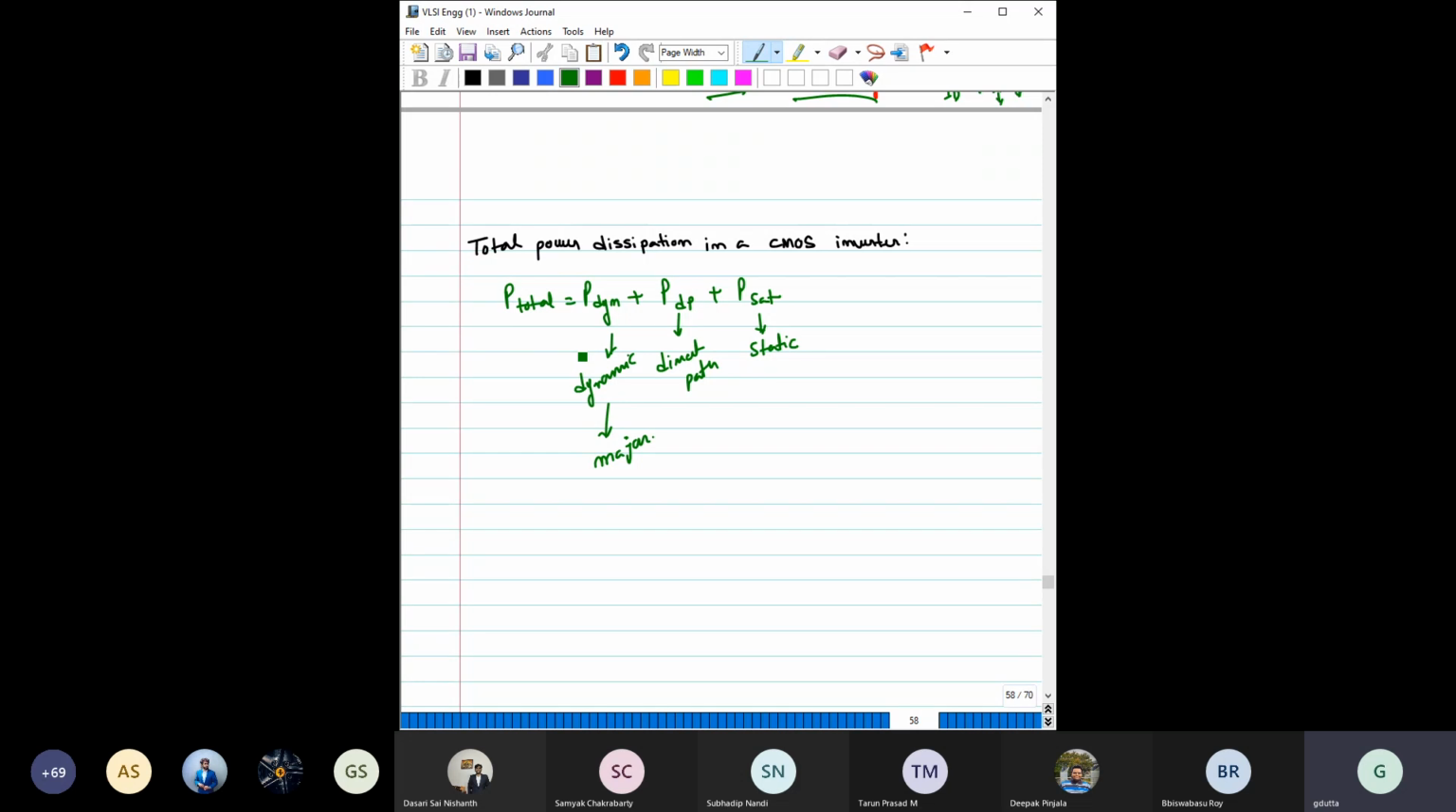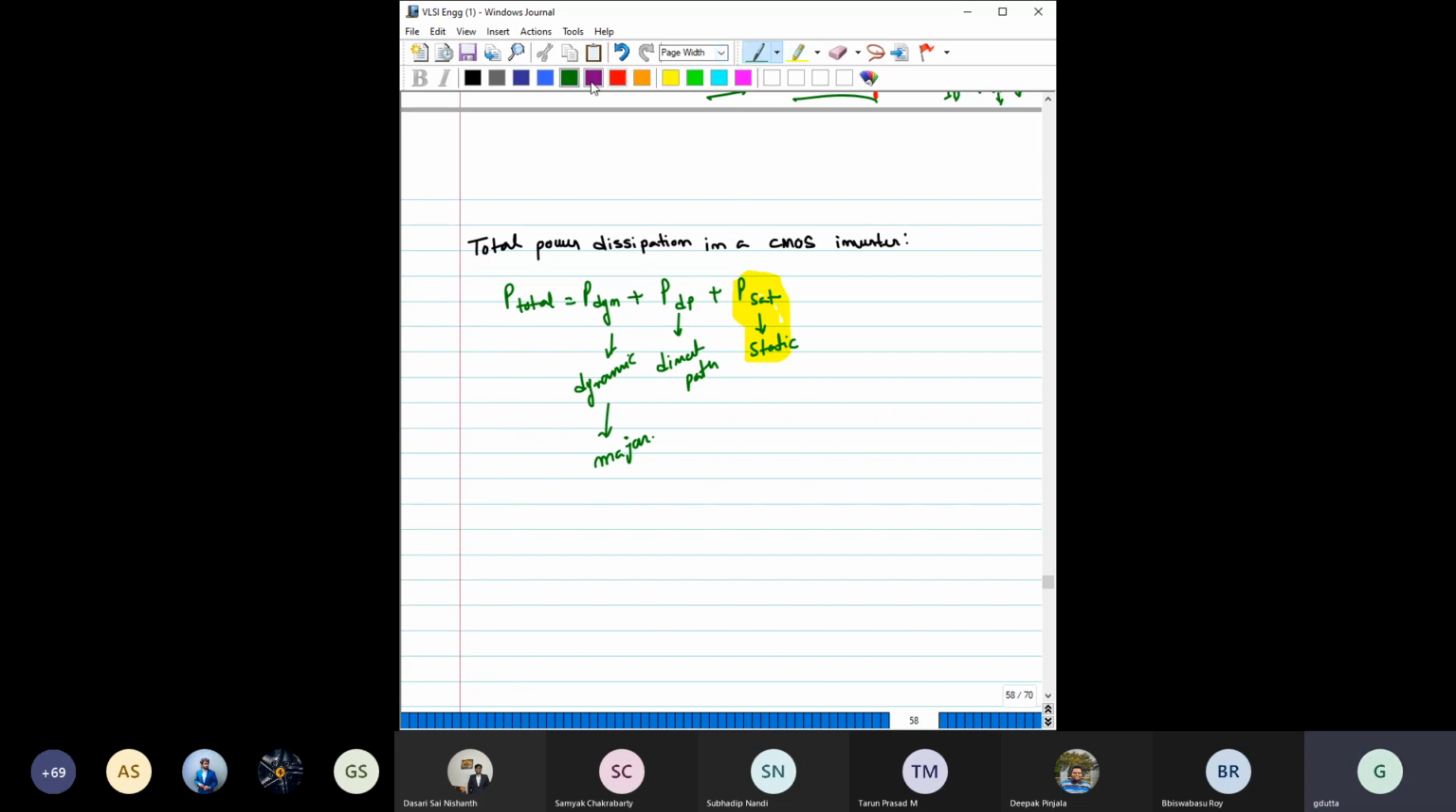However, you also have to properly consider the subthreshold leakage current to minimize this static one, because if you are dissipating a huge amount of static power, then the whole advantage of CMOS is lost. One of the primary advantages of CMOS is that static power dissipation is negligible, right? So at any cost you need to make this P static pretty low.